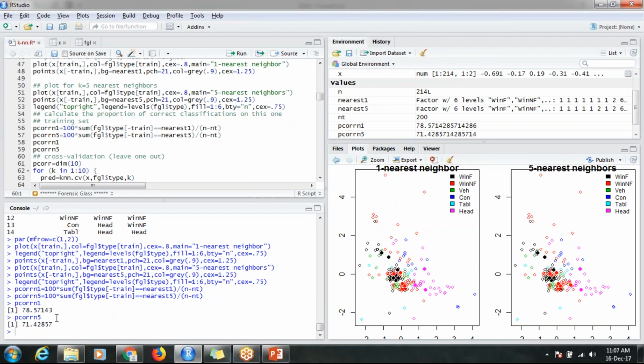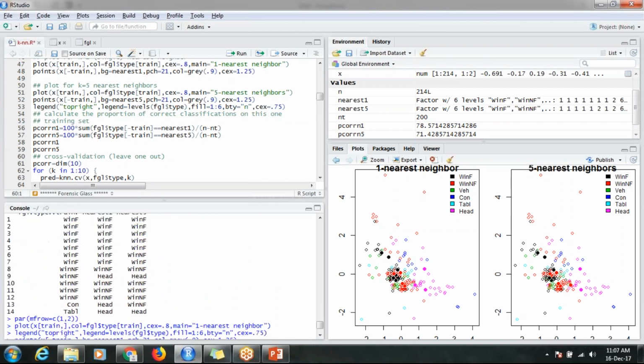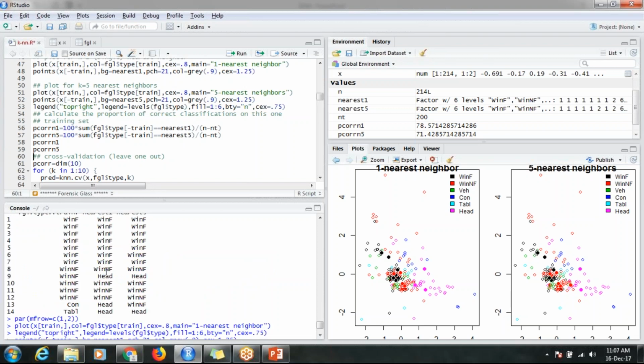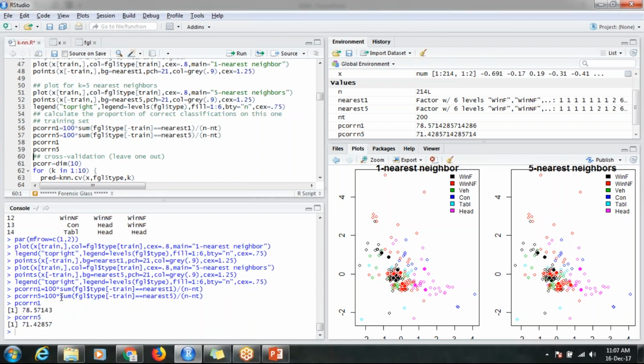This is not a big indicator, because the number of points here is 14, and if there has been a single misclassification, it would have impacted this 7%. So this doesn't make much sense here, because the numbers that we are dealing with are quite small. So that is okay.